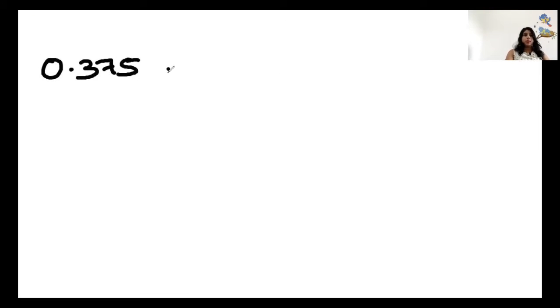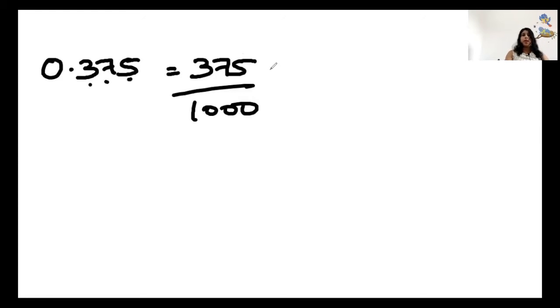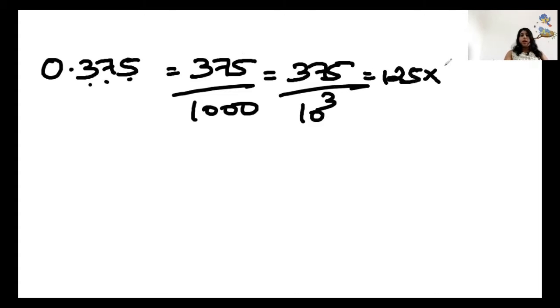0.375. You know that 375 divided by 1000, because it is 3 points, so 3 zeros we can put. And now I know that 375 by 1000, I can write 1000 as 10 cube. And also this 375, I know that it is 125 into 3. 125 into 3 by 10 cube.